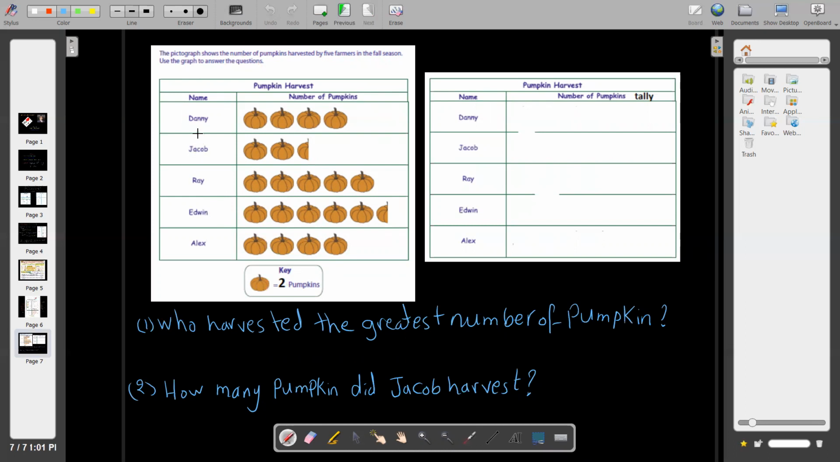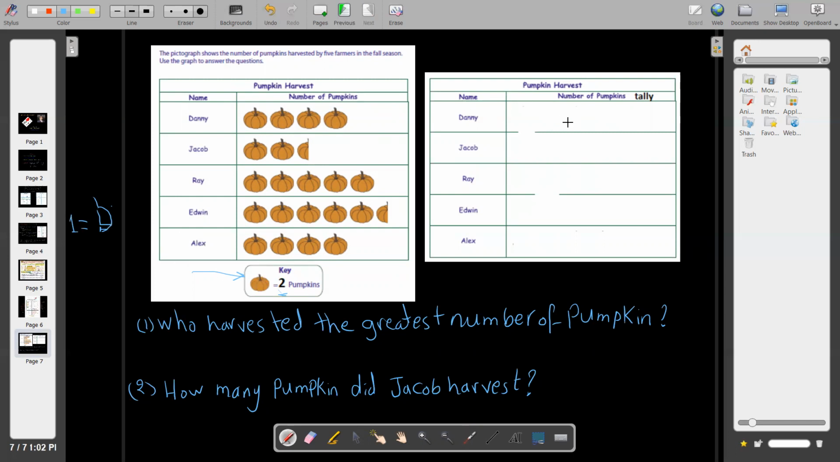Here, Danny collected this number. Jacob collected this. Ray, Edwin, and Alex. The most important thing, we must look carefully at the key because this helps me in solving the question. Each pumpkin represents 2. What about a half pumpkin? If I find just a half pumpkin, this means 1, because the whole pumpkin represents 2, so the half will be equal to 1.